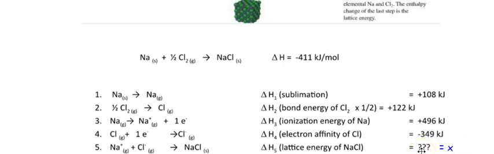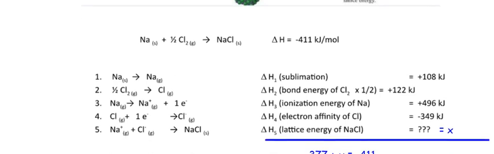So what did I do? Well, it's Hess's law, right? Let's add this. I forgot about this. Don't forget to add about 122. I know it's a little off-center there, but so 108 plus 122 plus 496 minus 349 is what? Use your calculator. What does that equal?